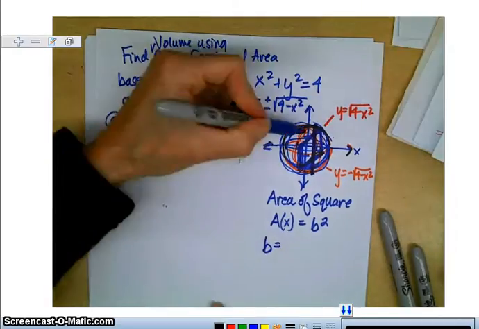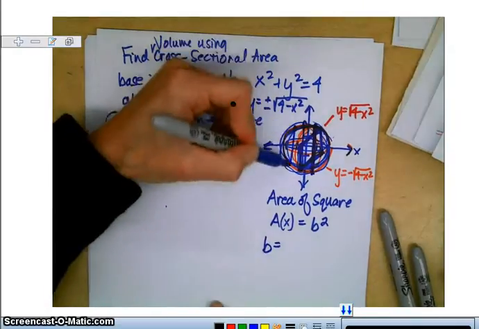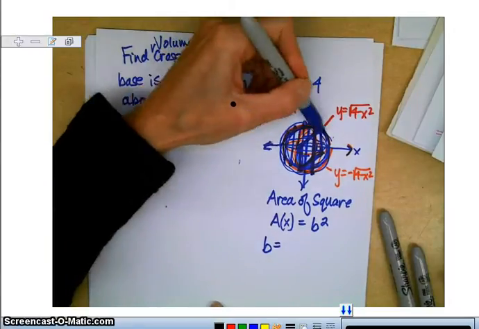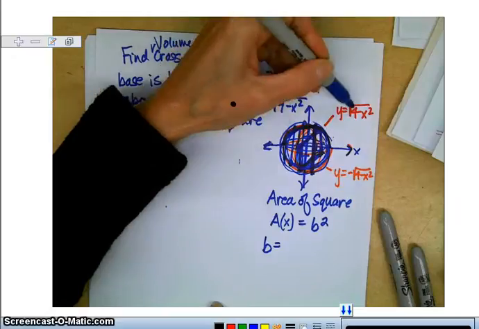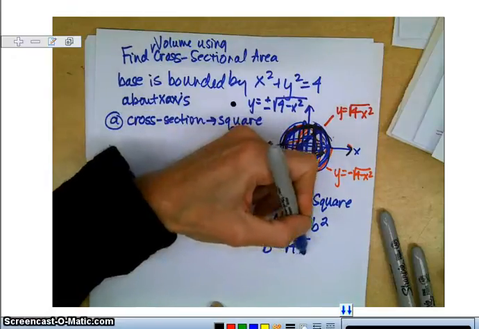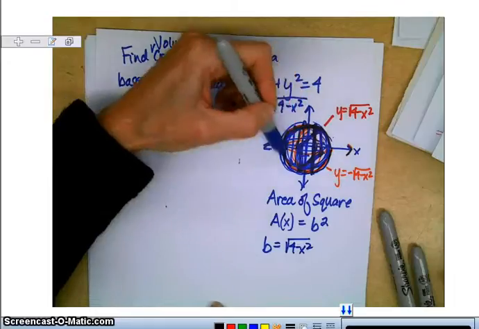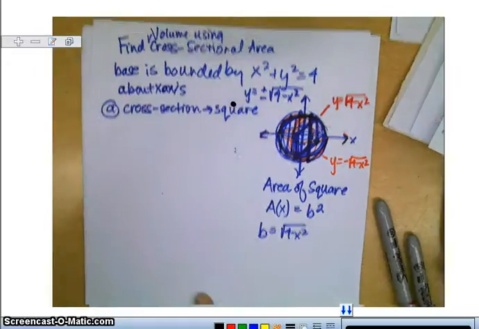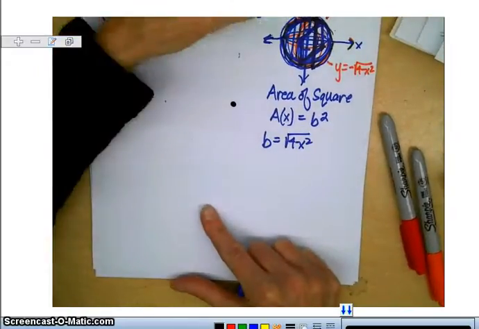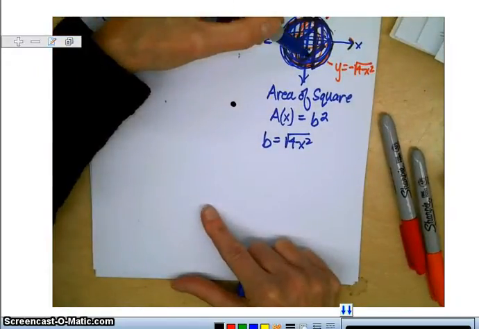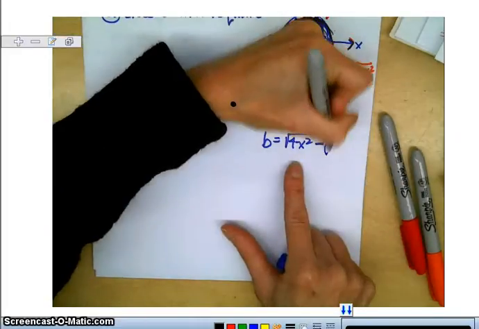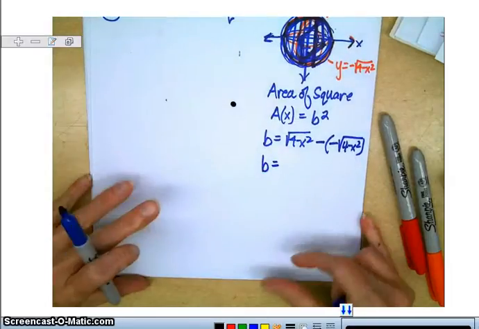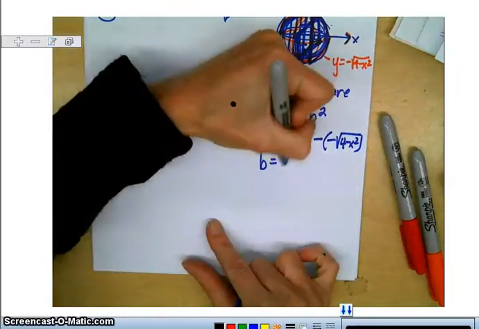That base can change depending on where you draw your cross section. So what's the top of this? What function? Square root of 4 minus x squared. What's the bottom of this? Negative. So how do you find the distance? Top minus bottom, right? Yep. Area between these two is top minus bottom. Would you agree? Okay. So the top minus the bottom is the square root of 4 minus x squared minus the negative square root of 4 minus x squared. So the base ends up being what? 2 square roots of 4 minus x squared.